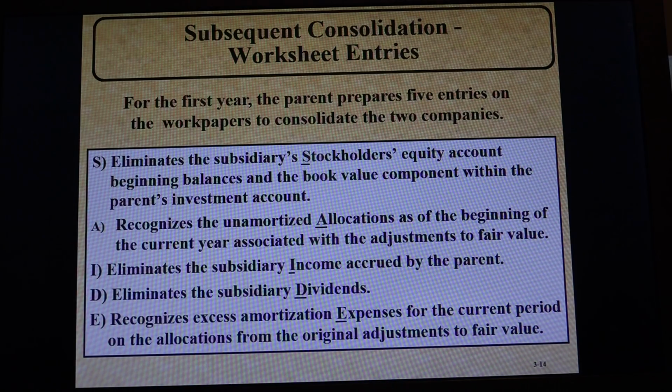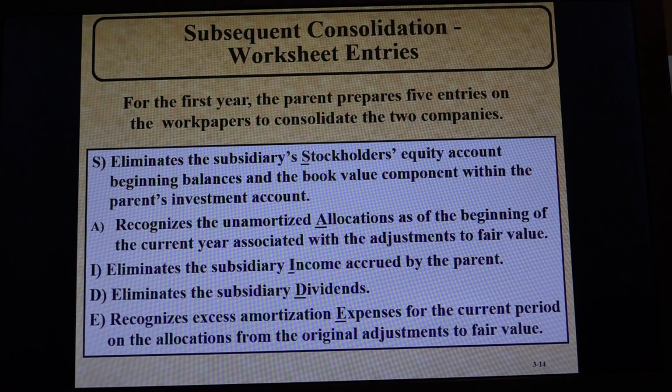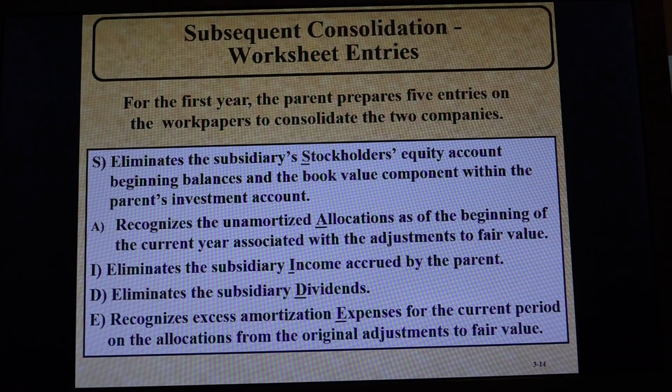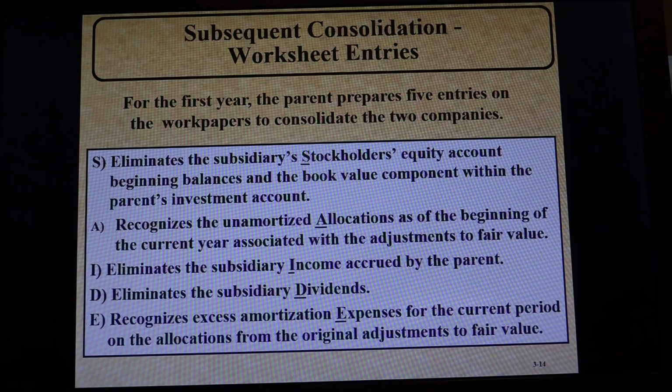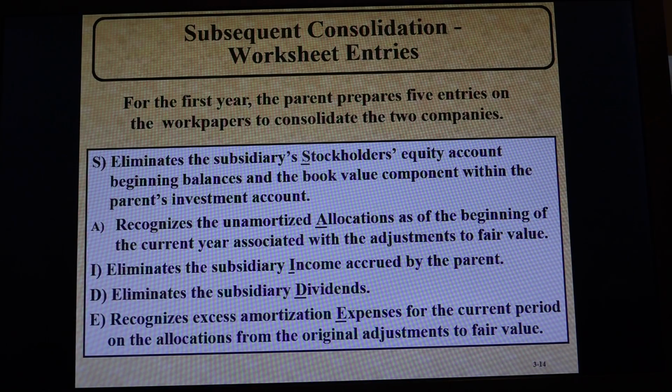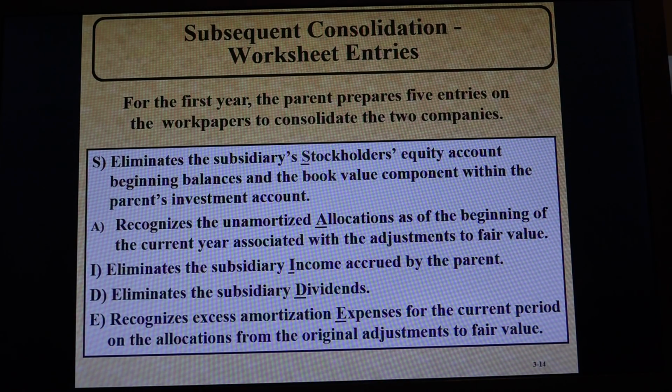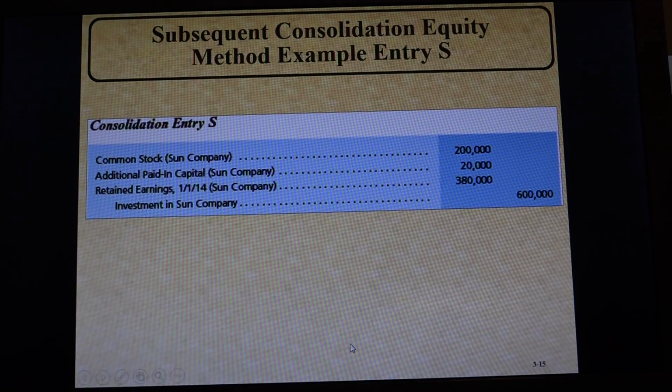And then E, since we undid our amortization in our consolidation entry I, we have to go in and re-enter separately these amortization expenses for the current period from the original adjustments to fair value. So without further ado, let's just look at those entries.